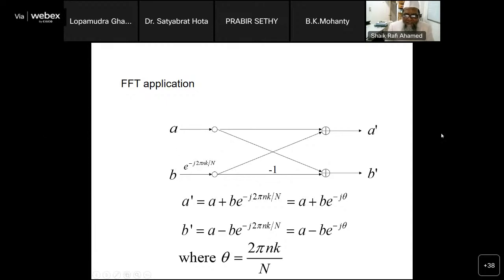Here you can easily see that A dash is nothing but A plus B into the twiddle factor. I am calling this entire exponent theta. So A dash is A plus B into e raised to the power of minus j theta, and B dash is A minus B into e raised to the power of minus j theta. So this is basically the A dash, B dash expression in terms of A, B, where theta is this value. So how many CORDIC blocks are required? What is given? A and B are given, and theta is given. I have to find A dash, B dash using hardware.